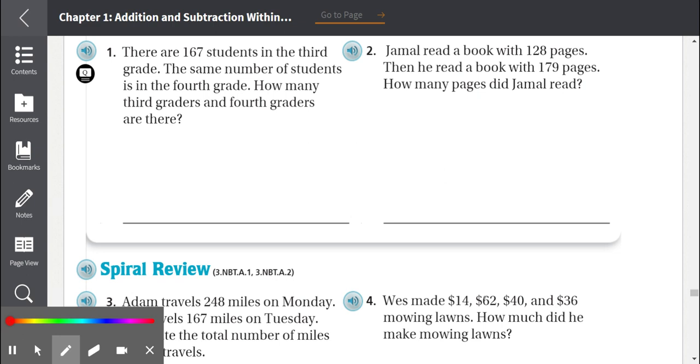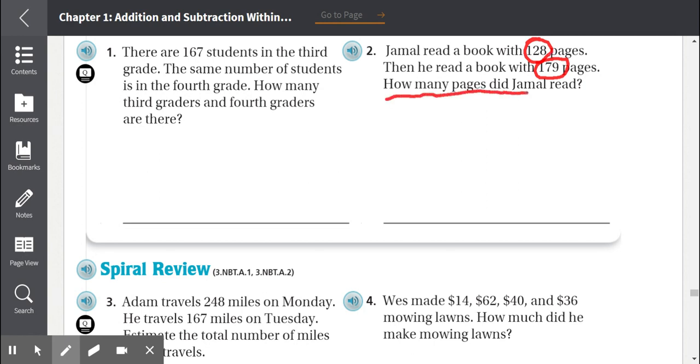So let's start by finding our important numbers. The first book was 128 pages. Then he read another book with 179 pages. We always underline the question, how many pages did Jamal read? And we know how many means to add. So I put a plus sign. So we're going to add 128 plus 179.